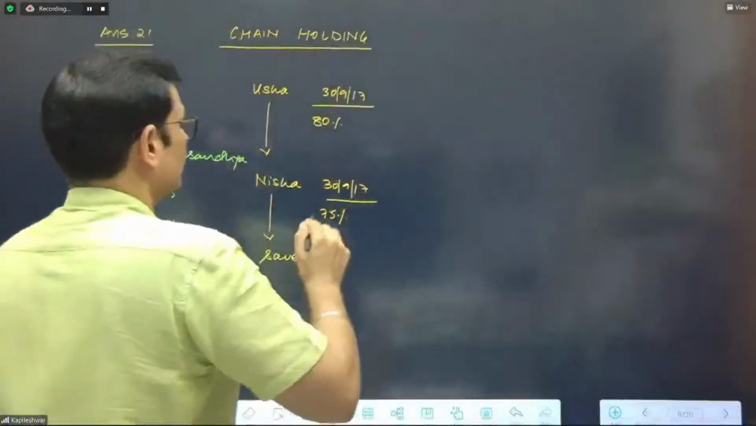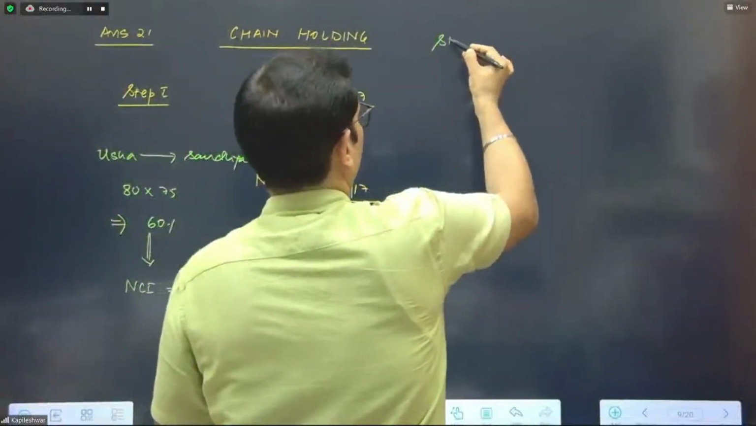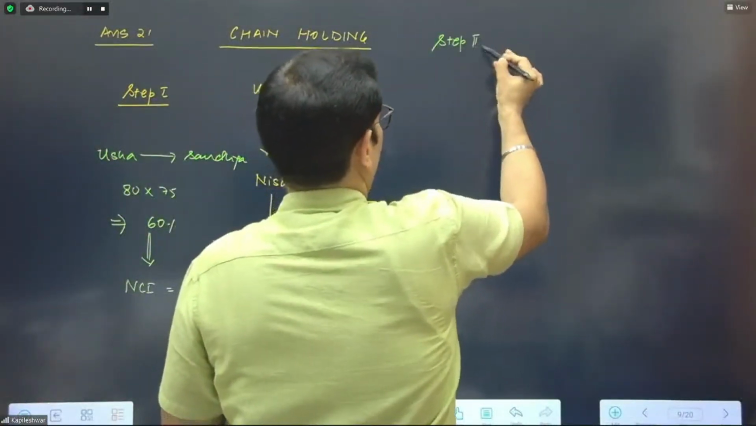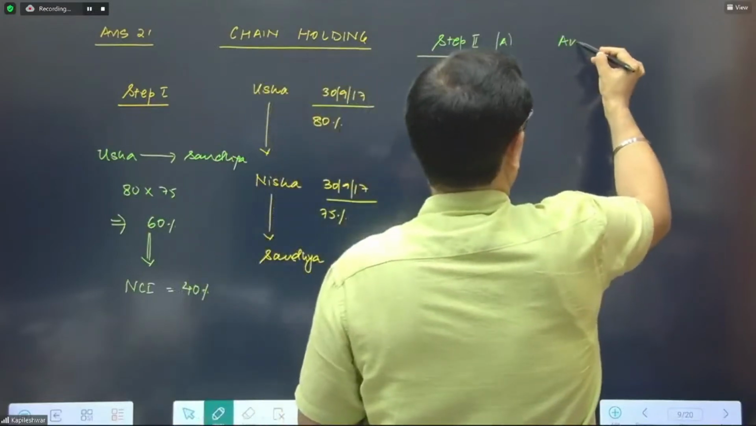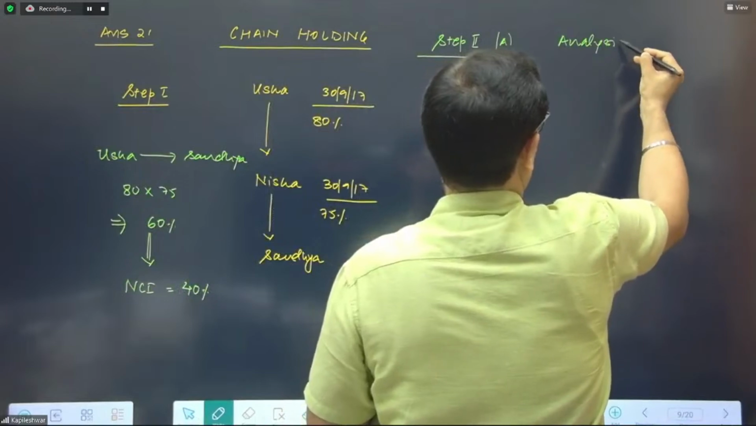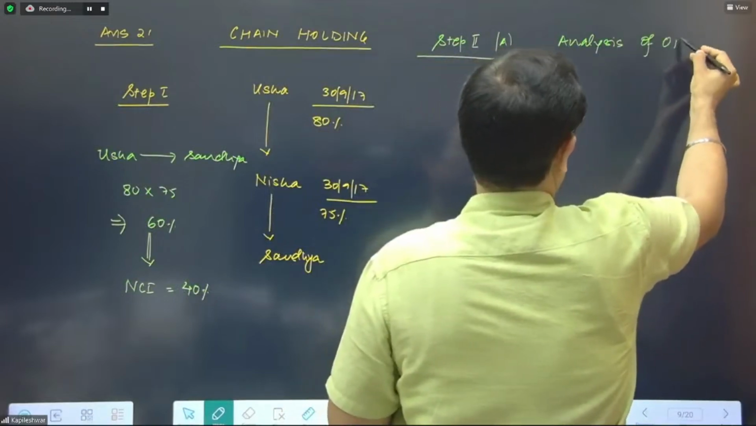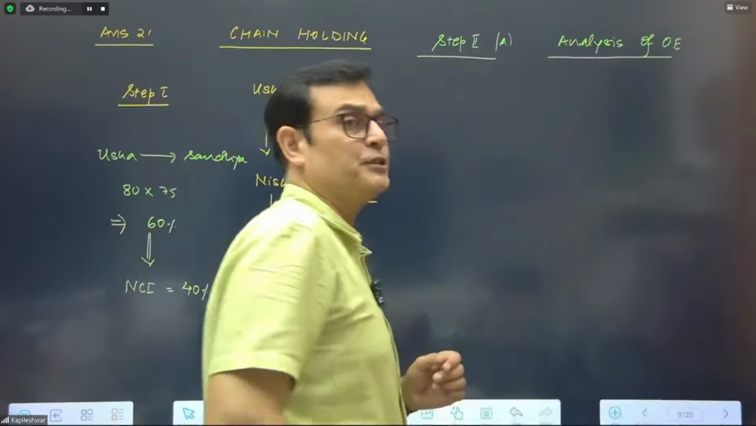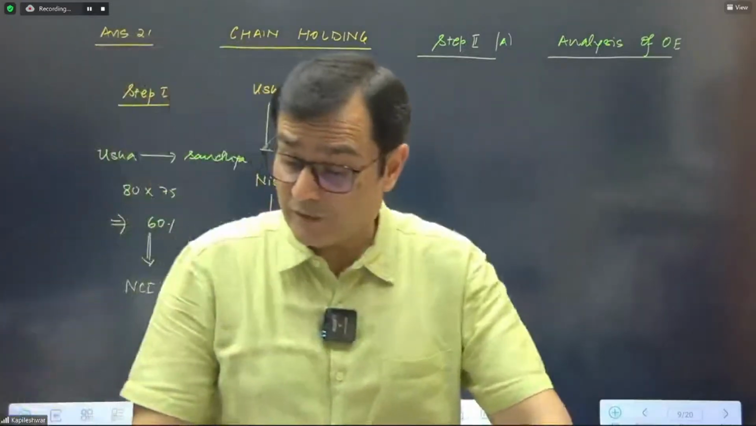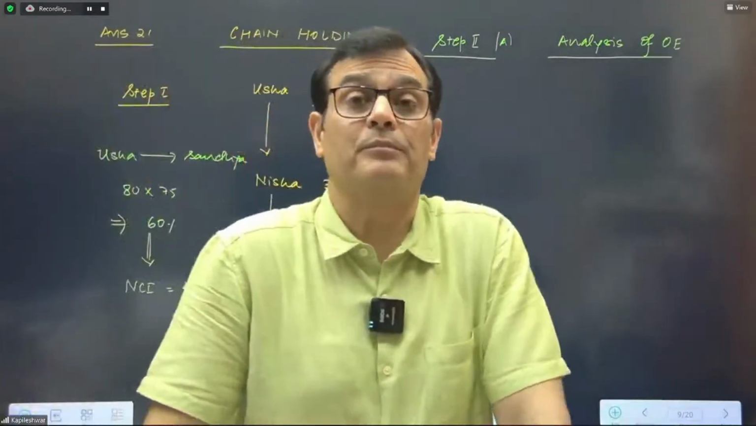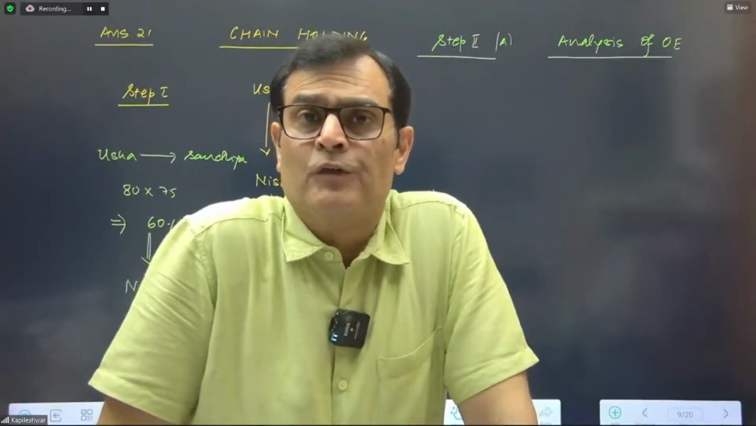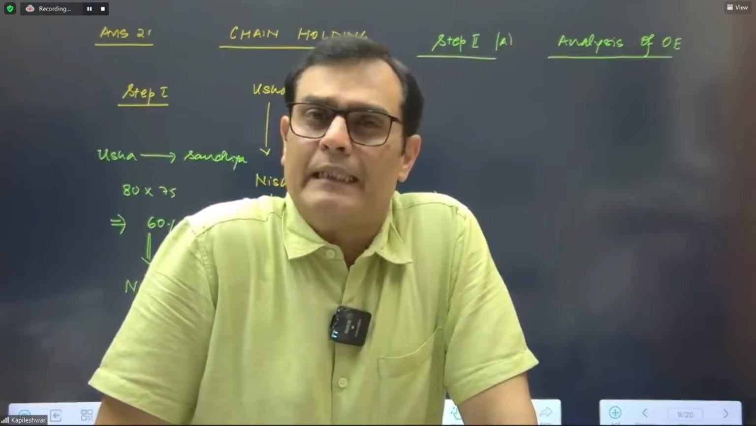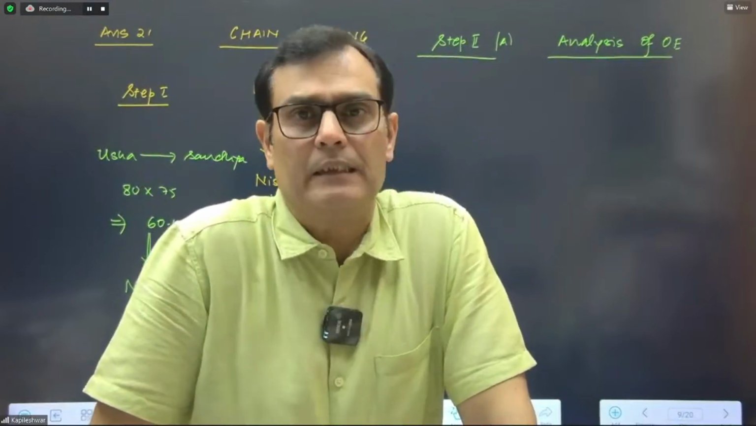Okay, then let's go to step number 2. Here again, I need to do step number 2A, where I need to go for the analysis of other equity. And since we are making a consolidated balance sheet, which is at a later date, the date of acquisition is 30th September 17, and the balance sheet is on 31st March 18. So it is at a later date. So analysis of other equity is certainly required.